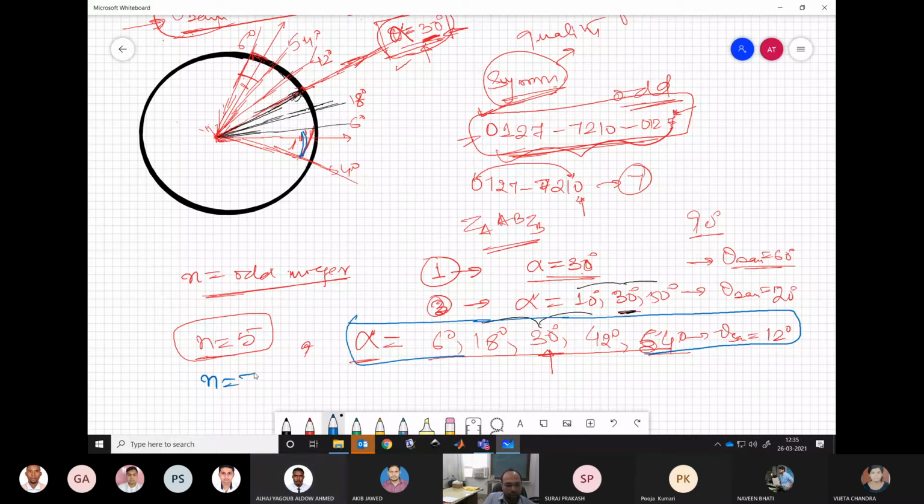Now you can decide for n equal to 7, what would be the numbers? Quickly, can you tell? One at 30 degree, that is there. Now what are the numbers?